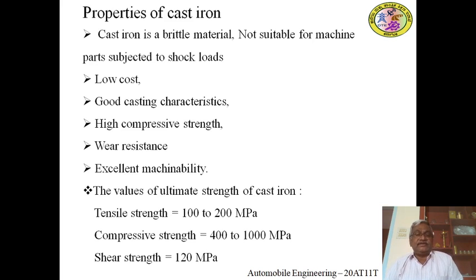Properties of cast iron. Cast iron is a brittle material. Brittle means a material that breaks. When an impact load or shock load falls, it breaks. It cannot withstand shock loads or impact loads, and it is of low cost. It has good casting characteristics.